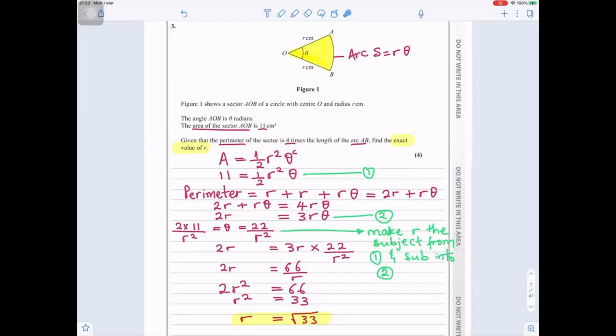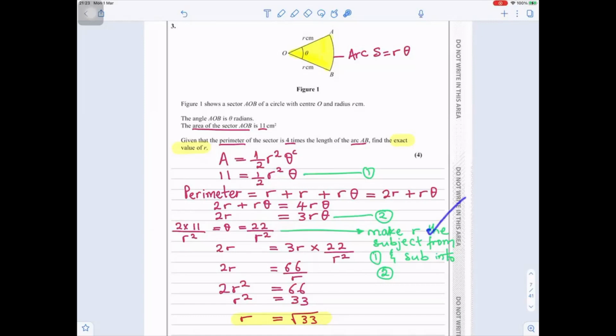Now we can get r theta to the other side, it becomes minus. So 4 r theta minus r theta is like 4 apples minus 1 apple. So it'll be 3 r theta. So 2r equals 3 r theta. And we can have 2 times 11 over r squared. So this implies theta is 22 over r squared. From this equation 1, take the 2 there. 2 times 11 is 22. Divided by r squared, it gives you theta.